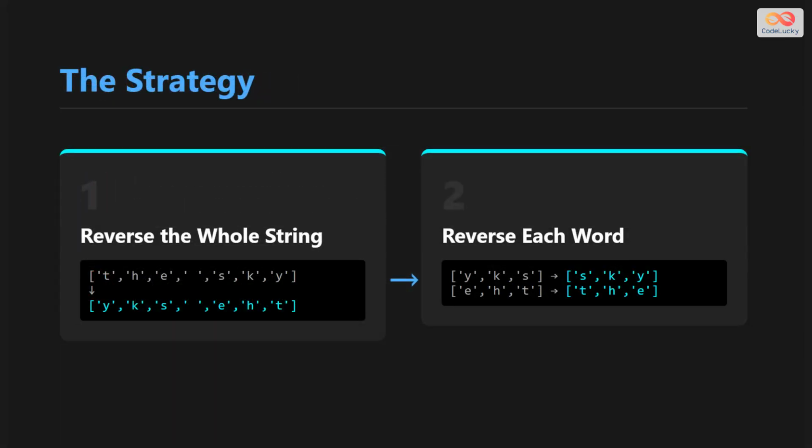Since we cannot use extra space, we need a clever two-step strategy. First, we will reverse the entire string character by character. Second, we will go through the string and reverse each individual word back to its correct forward orientation.